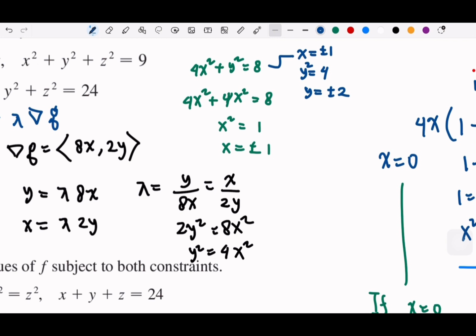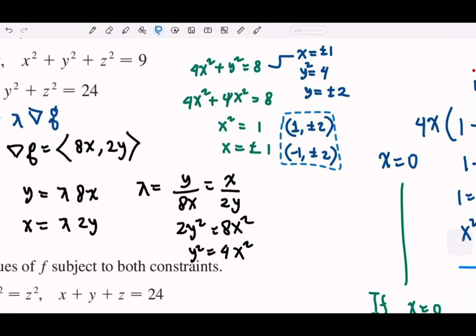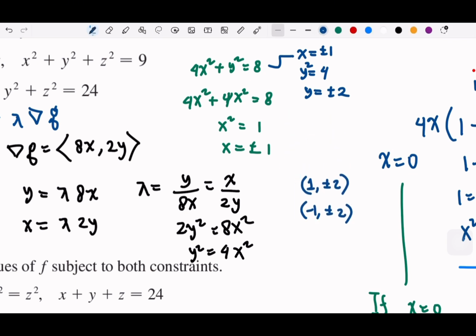So we have 1, positive minus 2, and 1, or negative 1, positive minus 2. So we have 4 points. Okay, so this is the possibility of the values, the possible points. And then check the points.